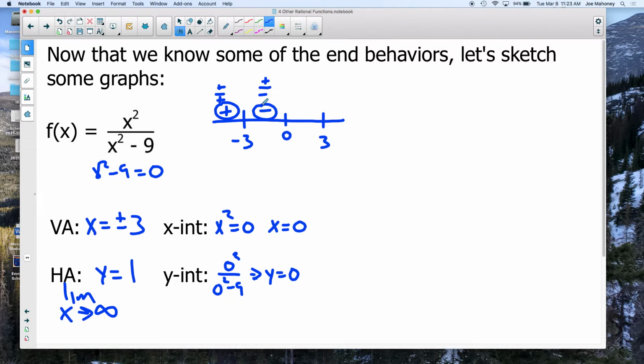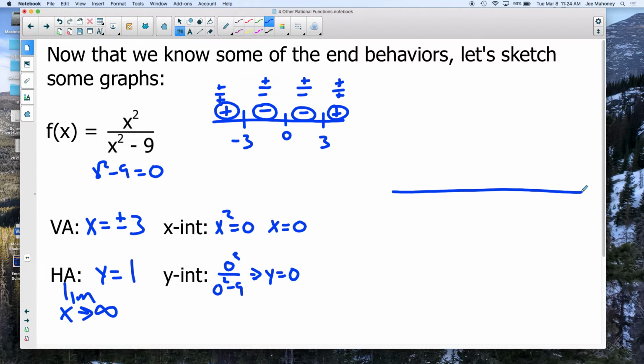Between 0 and 3, same idea. My numerator is going to be positive. My denominator, though, will be negative. So I'm going to be negative there. And once I get past 3, I'll be positive on top and positive on bottom. So I'm going to have a positive value there, too.